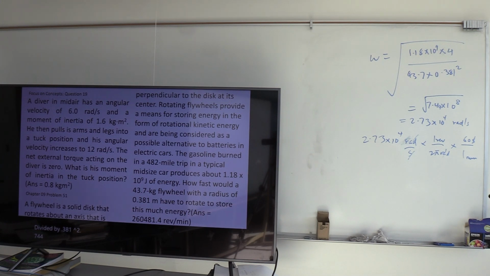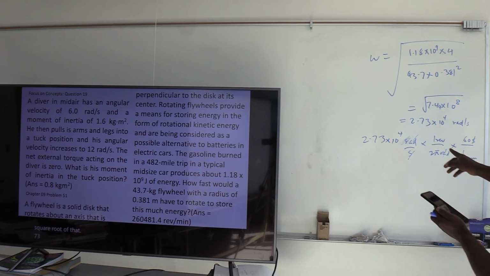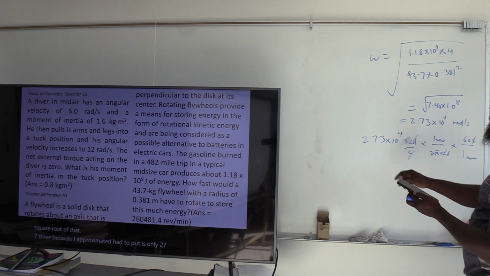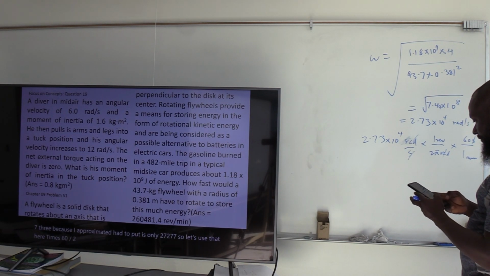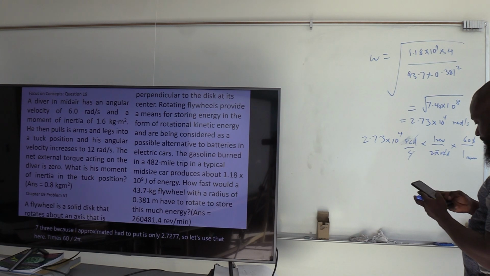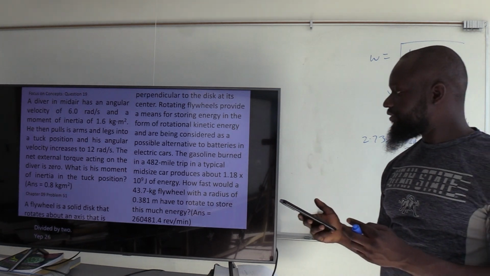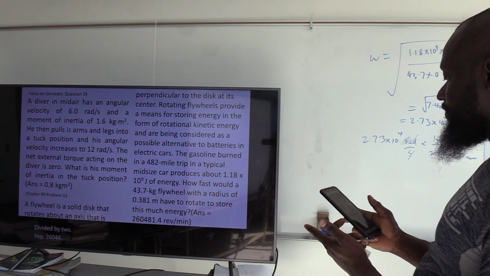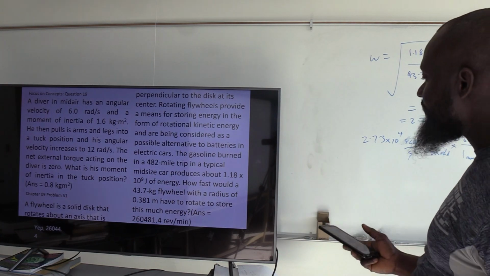Okay. Times 10 to the 8. So take a square root of that. 2.73. Oh, because I approximated here, there's only 2.7277. So let's use that here, times 60 divided by 2 pi, divided by 3.142. Yep, 260445. So it's close in revolutions per minute.